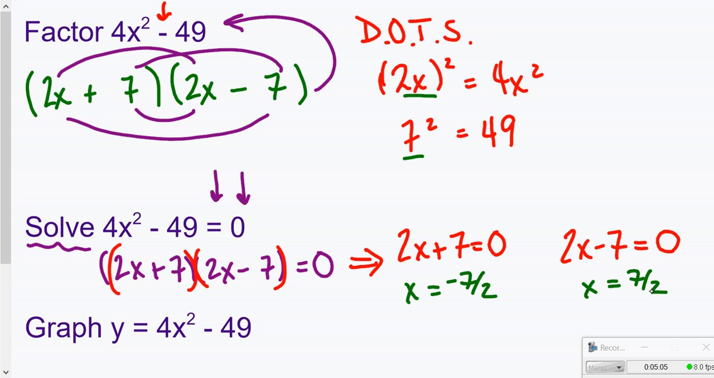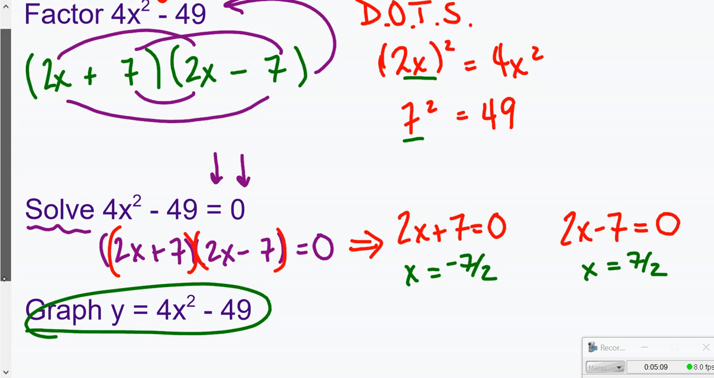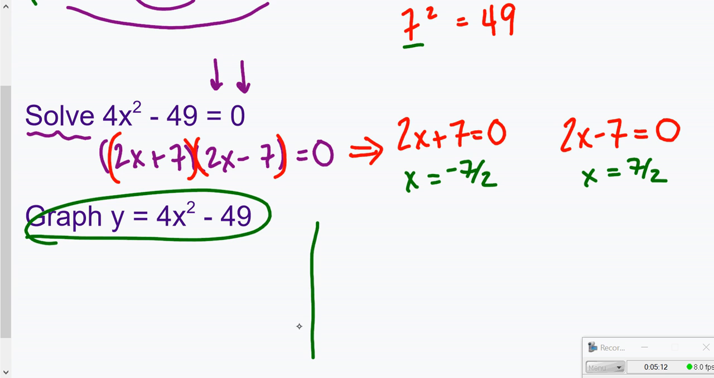What those two answers tell you is actually something about the graph. This graph would be a curvy shape, a parabola, and that parabola has an intercept at 3.5. That's what 7/2 is. And at -3.5.